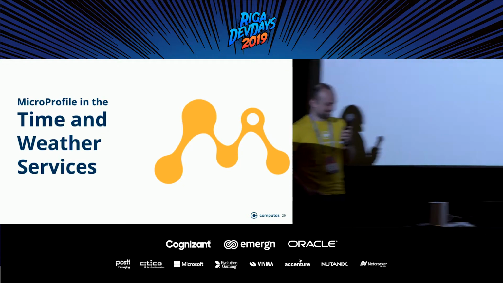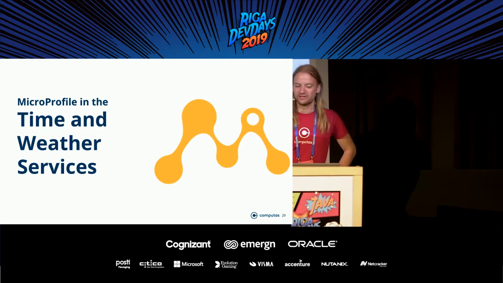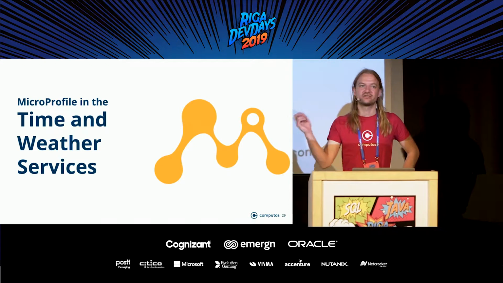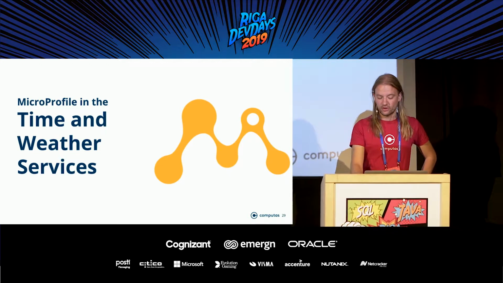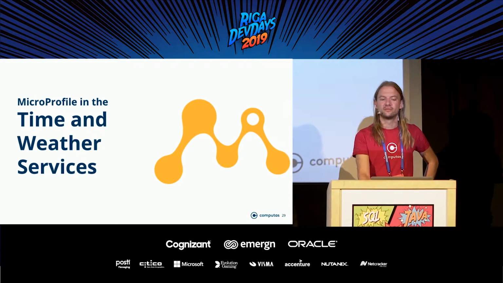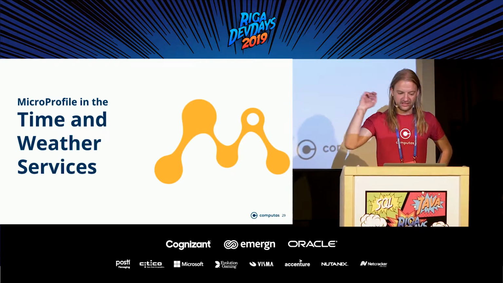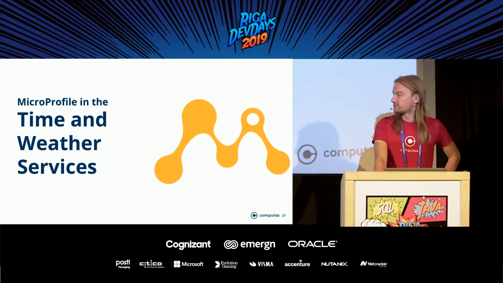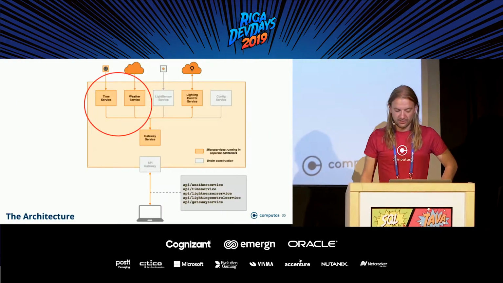Okay, so what are we doing in the time of weather service? Well, we're doing the same things with CDI, with JAX-RS, JSON config, but we're also using OpenAPI. Yeah, and that's these services, by the way. We've all spoken about them, so let's head on.